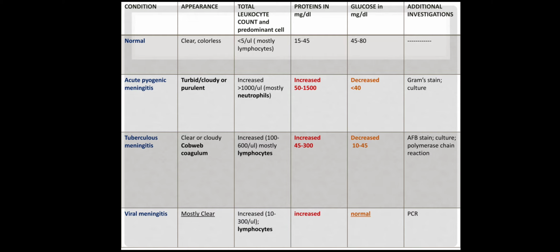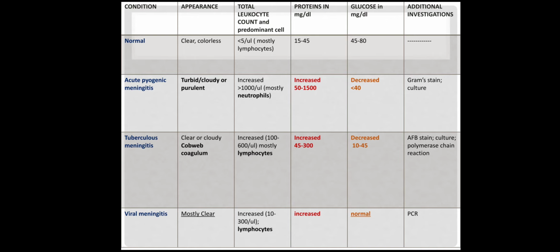Regarding the additional investigation, in acute pyogenic meningitis, we can do gram staining and culture to demonstrate the causative bacteria. In tubercular meningitis, the commonly done are AFB stain, the ZN stain for acid-fast bacilli, then culture to demonstrate Mycobacterium tuberculosis, and also PCR. In viral meningitis, PCR is used generally to demonstrate the causative organism. So these are the important differentiating points in the CSF examination of the various meningitis.